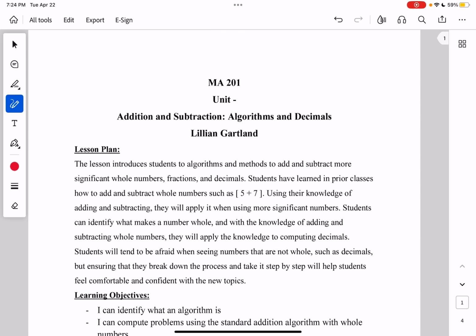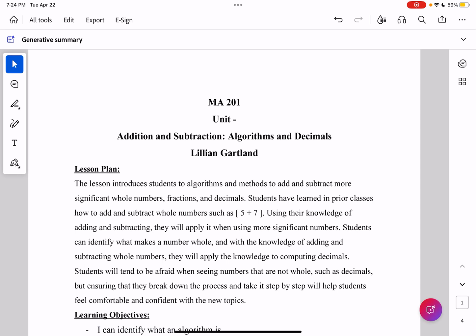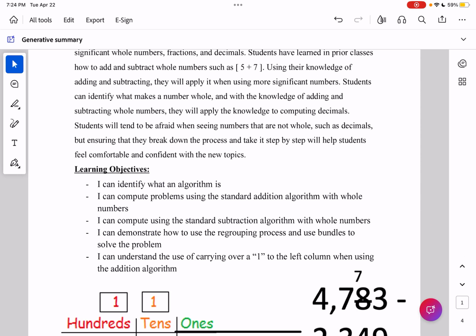Everyone. Today in class we're going to be discussing addition and subtraction algorithms, and if we have time today we're going to be doing decimals as well. So just before we get started, I wanted to go through and make sure we are able to identify what we're going to be doing today and what you're going to be getting out of all of this.